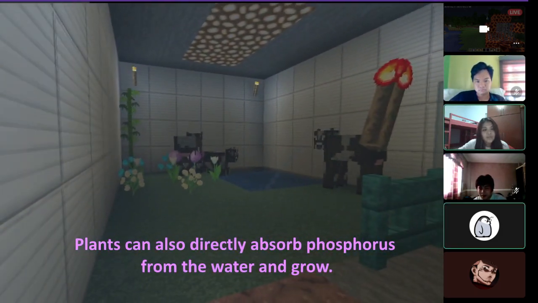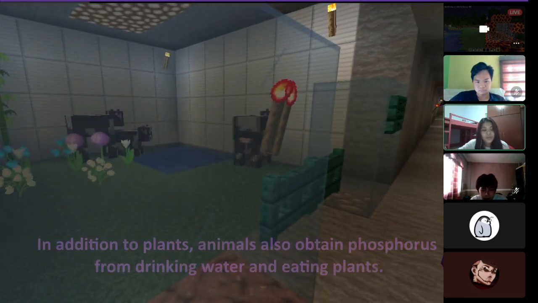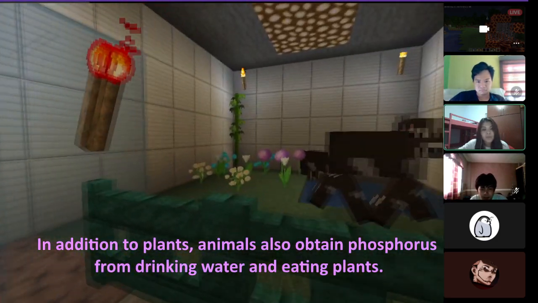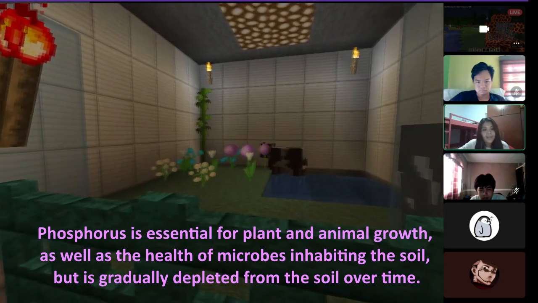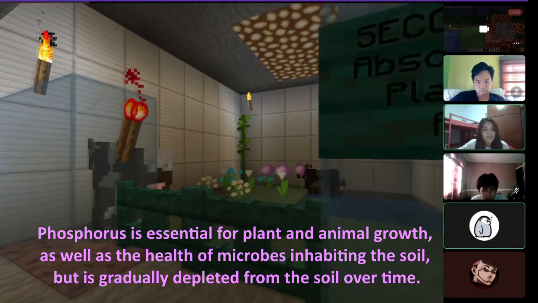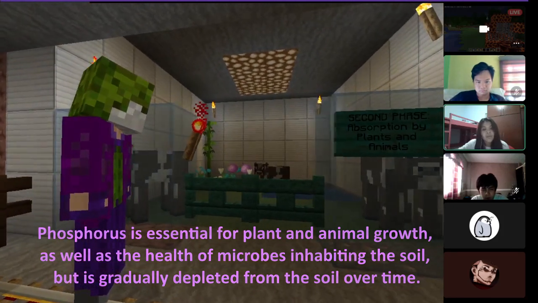Plants can also directly absorb phosphorus from the water and grow. In addition to plants, animals also obtain phosphorus from drinking water and eating plants. Phosphorus is essential for plant and animal growth as well as the health of microbes inhabiting the soil, which is gradually depleted from the soil over time.